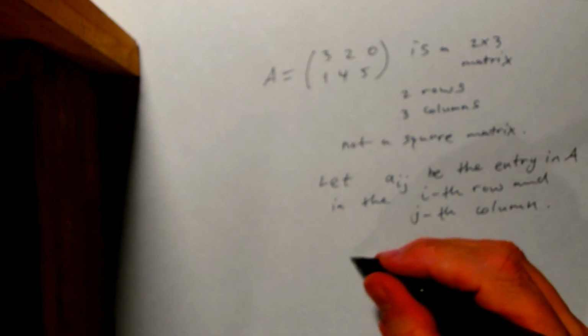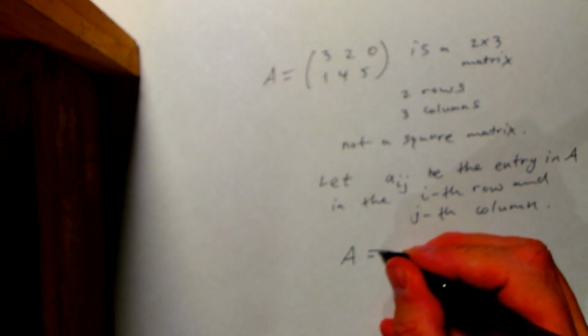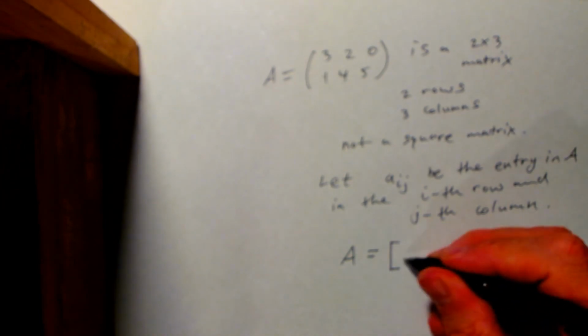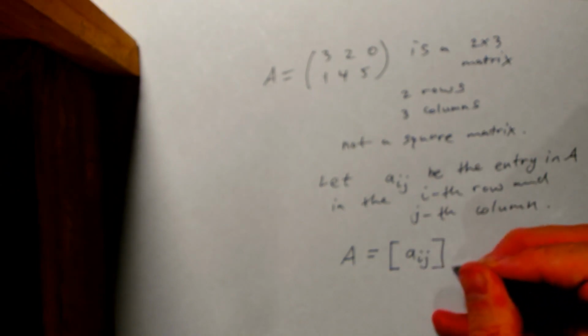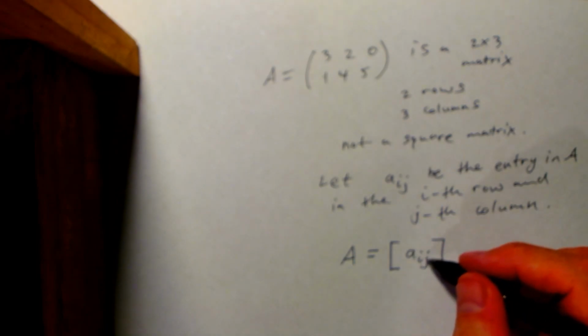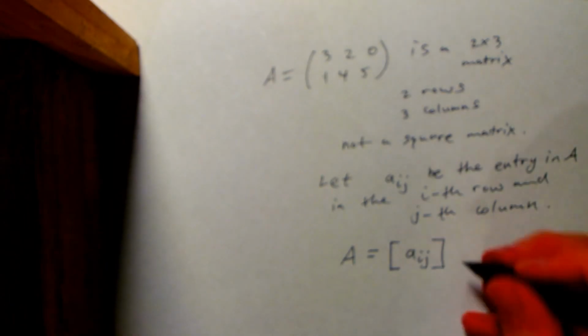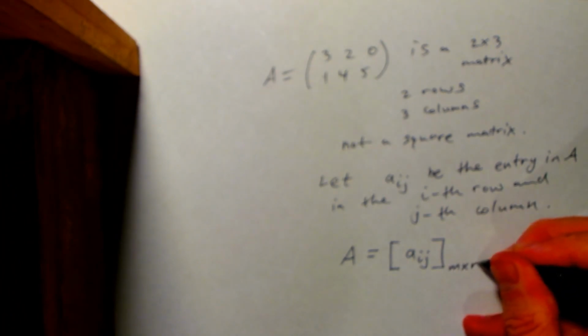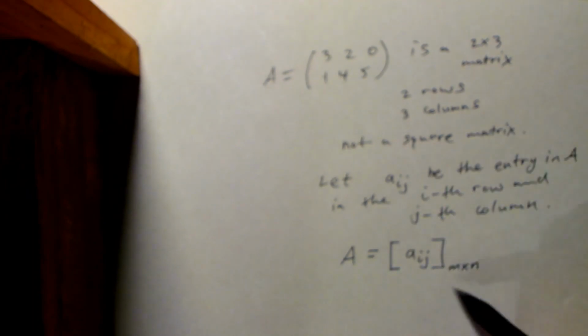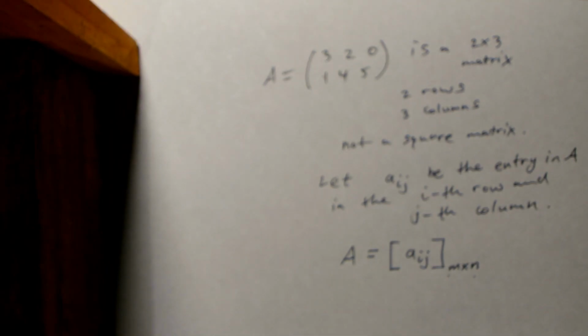Okay, so one way to abbreviate the matrix A would be to put square brackets A_ij, where this is a representative of all of the entries within it. And then you might even put that it's an m by n matrix, so in this case you'd put 2 by 3 there to talk about it.